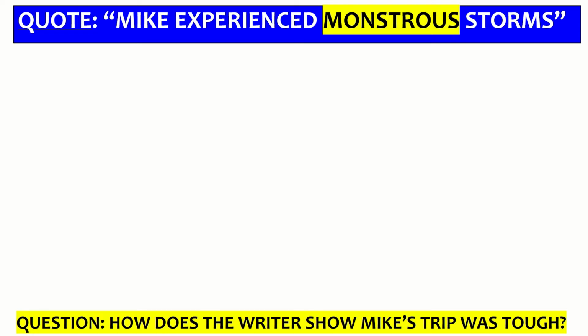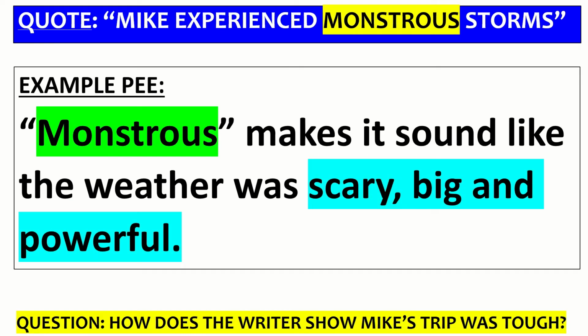It could have put Mike experienced big storms. But why have they used that word, that adjective, monstrous? What does the writer want us to think when it says monstrous? Well, if you think about monstrous, what do you think of? You think of a monster. You think of something that's scary. You think of something that's tough. You think of something that's powerful. So I put monstrous makes it sound like the weather was scary, big and powerful, because that's what the word monstrous means to me. Notice in this PE it's one sentence.